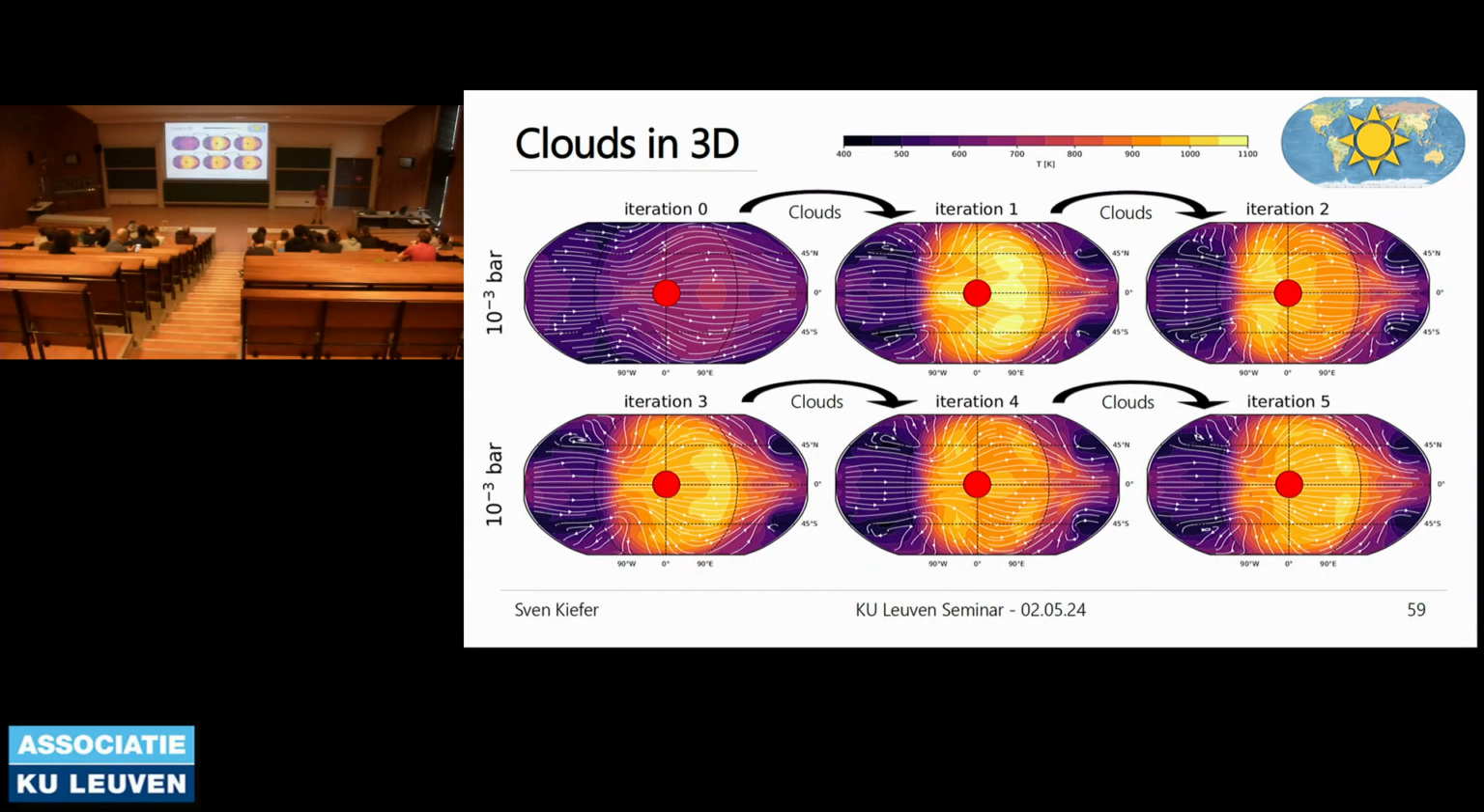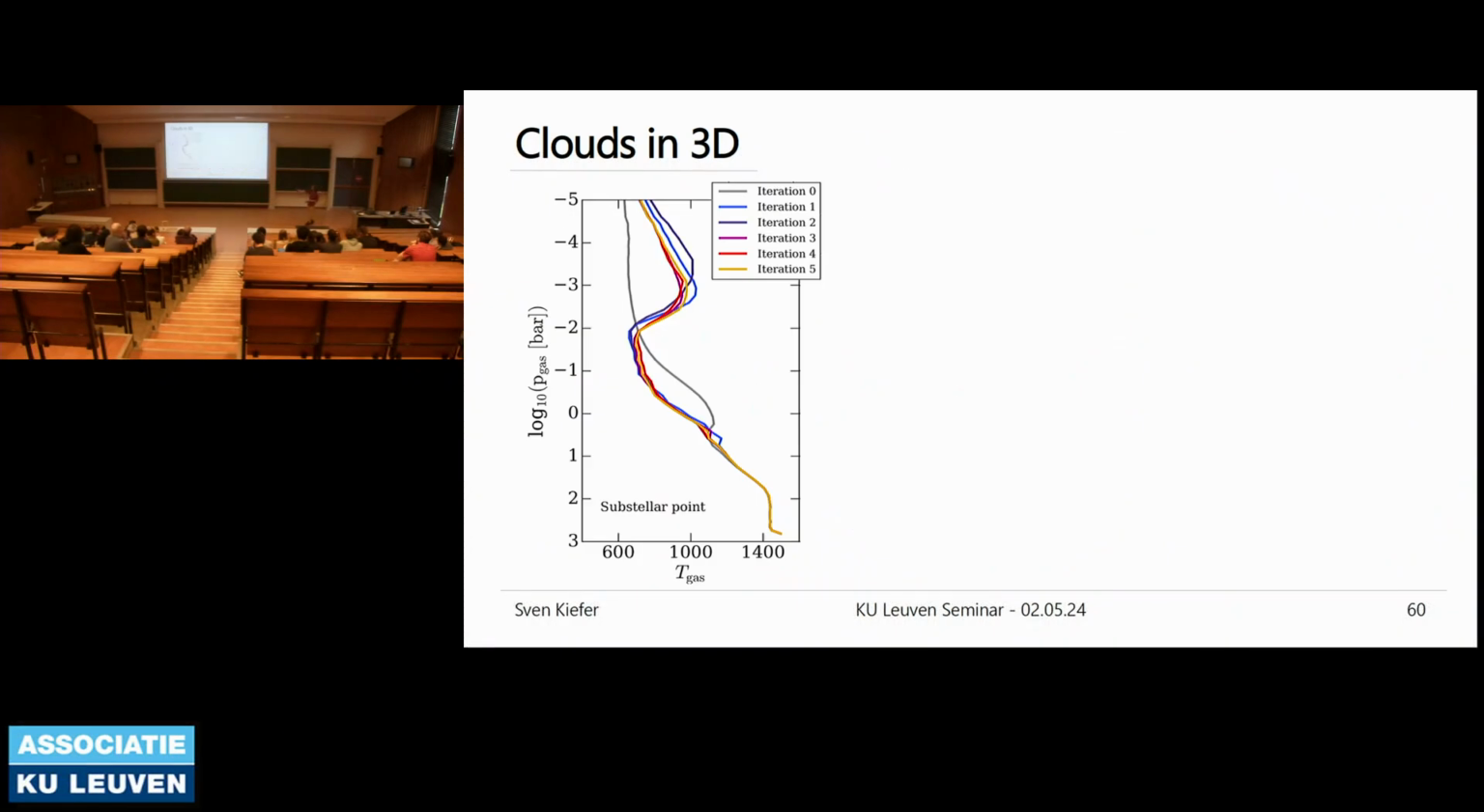Now, what I'm going to show you next is the height, so the temperature pressure profile, and we take it at the substellar point of all the simulations. It gives us this plot where, on the left, we have the pressure. So we go from low pressures high up in the atmosphere to high pressures lower in the atmosphere. And on the X axis, you can see the temperature. The gray line here is the simulation without clouds, and all the colored lines are the simulations with clouds.